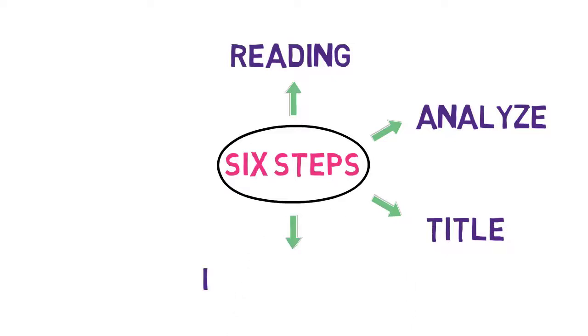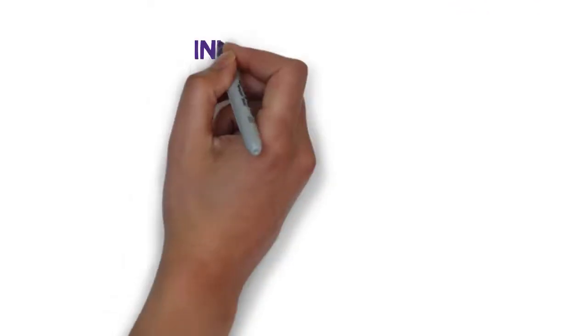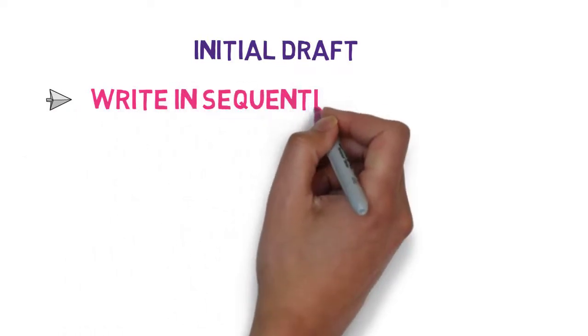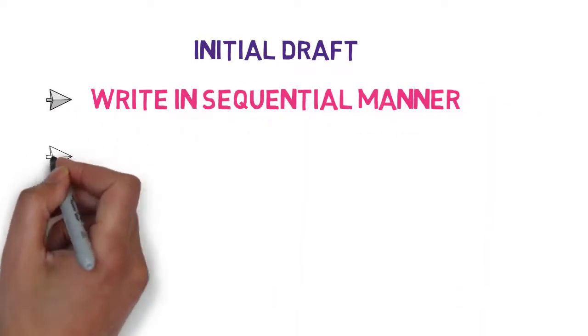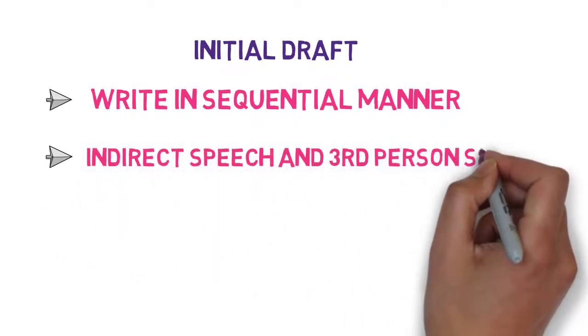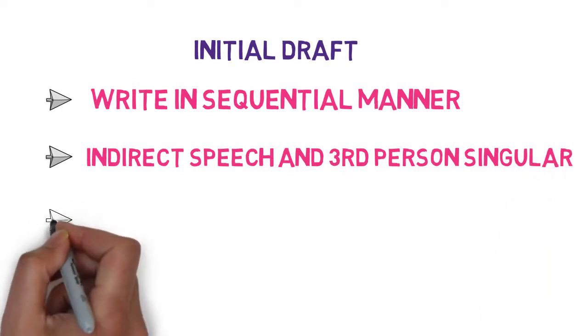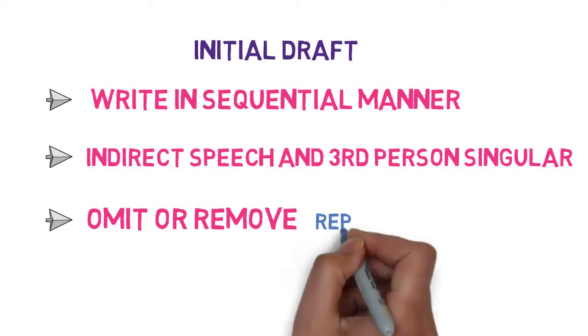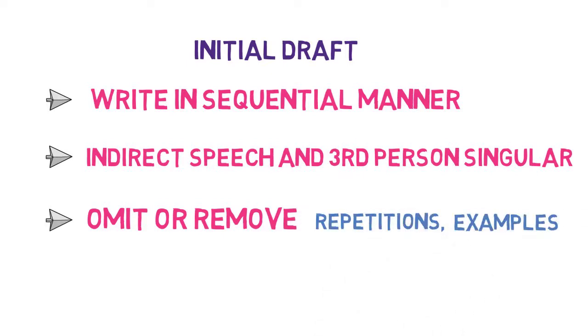Step number 4, initial draft. While writing an initial draft, please keep in mind some important points, which are: number 1, write down all the important points in a sequential manner. Number 2, while writing, make sure to write in indirect speech and third person singular form. Number 3, try shortening the passage by omitting. We may omit mere repetitions and examples. And number 4, add nothing from your end. Make no comments and do not correct any facts.